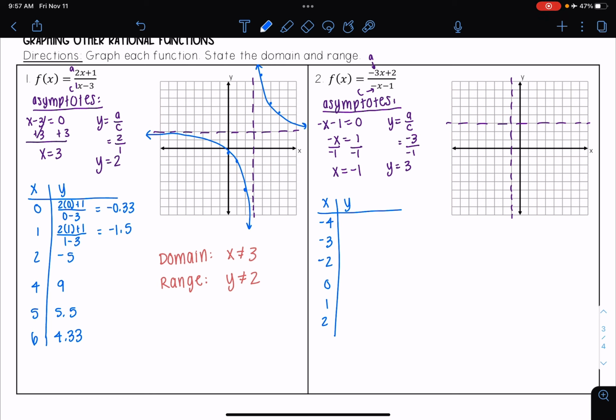So plugging in negative 4, I have negative 3 times negative 4 plus 2 over negative 4 minus 1. And when you put that in your calculator, you should get 4.67. And then following that same thing, when you plug in negative 3, you should get 5.5. Negative 2, you should get 8. 0, you should get negative 2. 1, you should get 0.5. And 2, you should get 1.33.